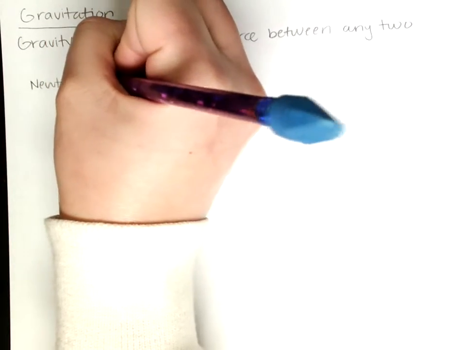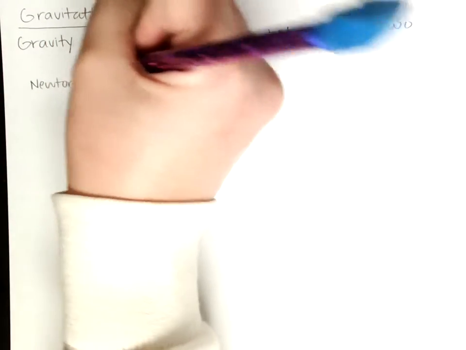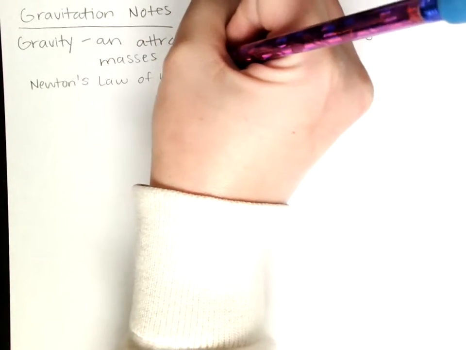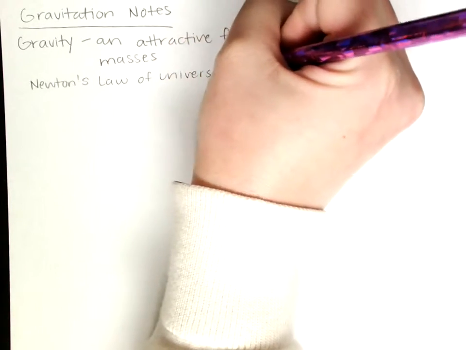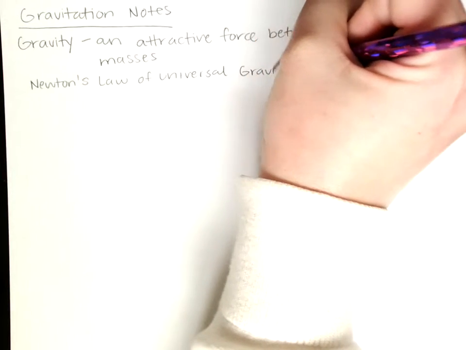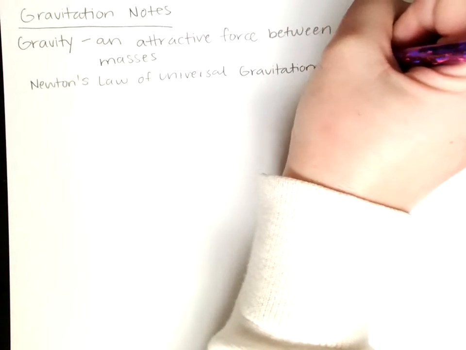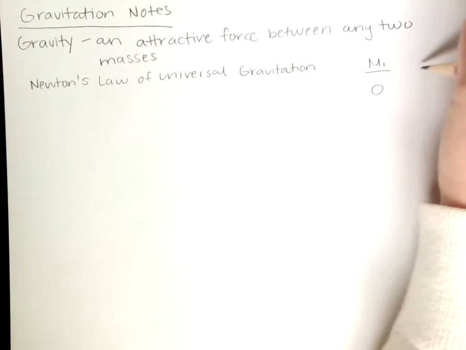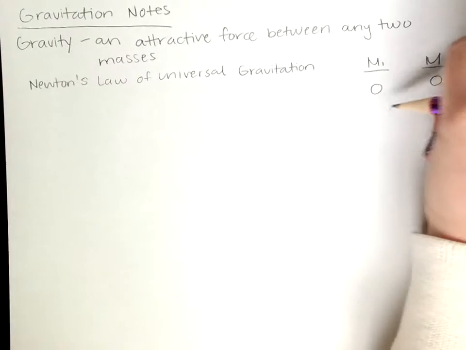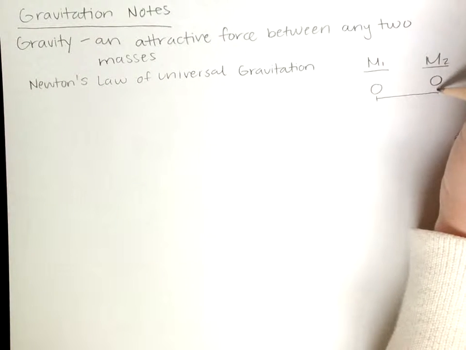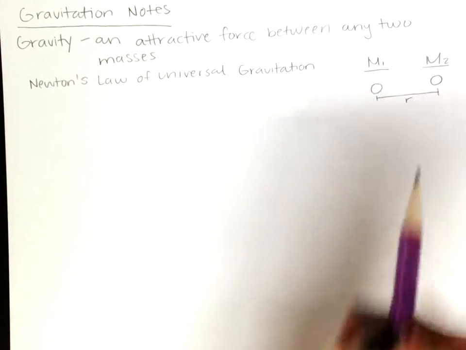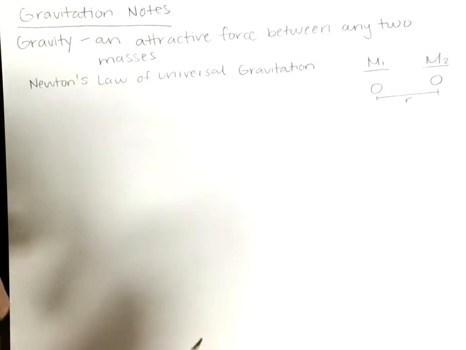Newton's law of universal gravitation describes this attraction between two different sized masses. Okay, so let's say we have mass 1, and there it is, and we have mass 2, there it is, and they are separated by a distance of r. They feel a certain gravitational force between one another. Whether they feel it or not.